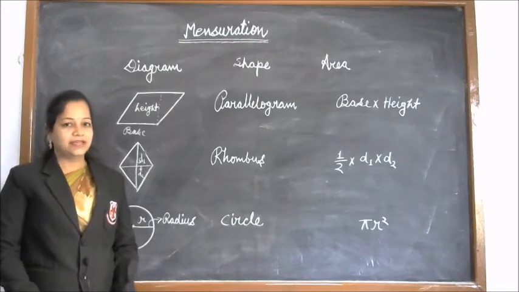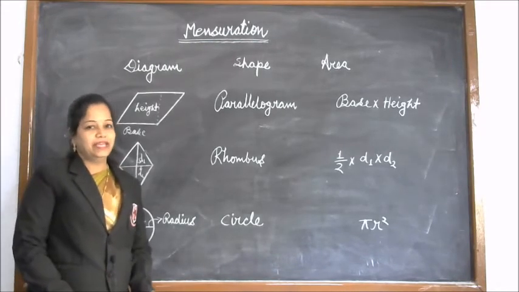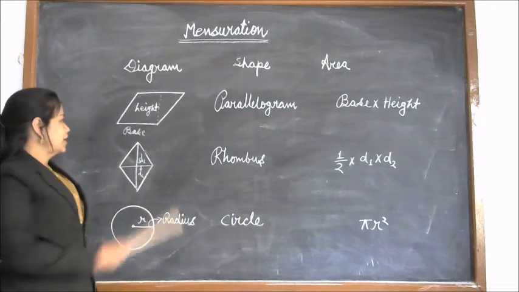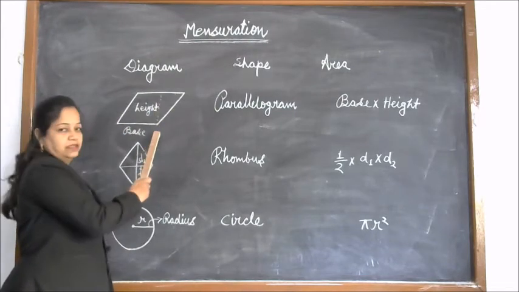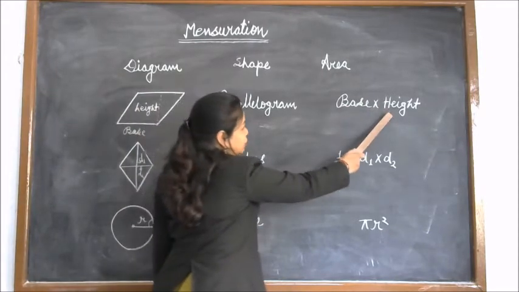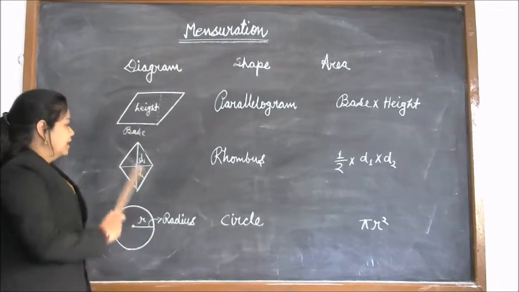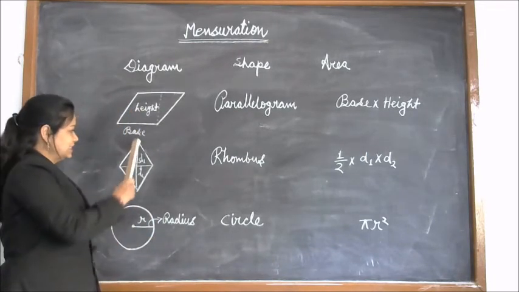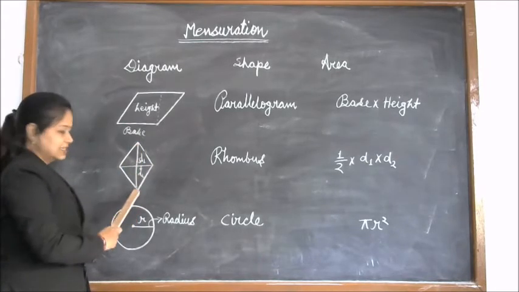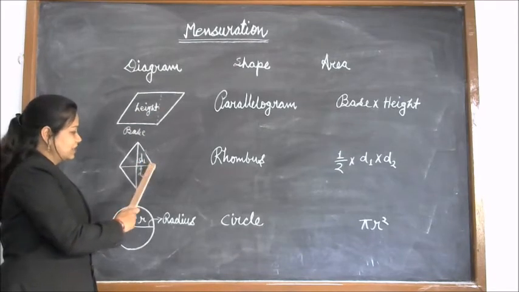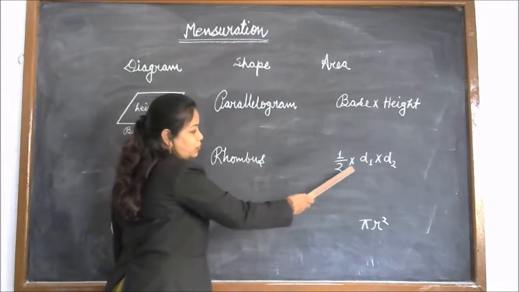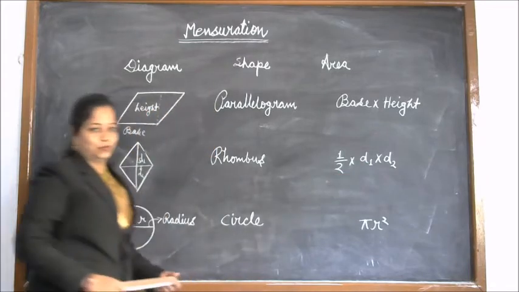So students, here are some more formulas of area of parallelogram, rhombus and circle. A parallelogram has a base and a height. So formula for area of a parallelogram is base into height. A rhombus has 2 diagonals. This is first diagonal and this one is second diagonal. We can call this diagonal as D1 and this diagonal as D2. So area of rhombus will be 1 upon 2 into D1 into D2.